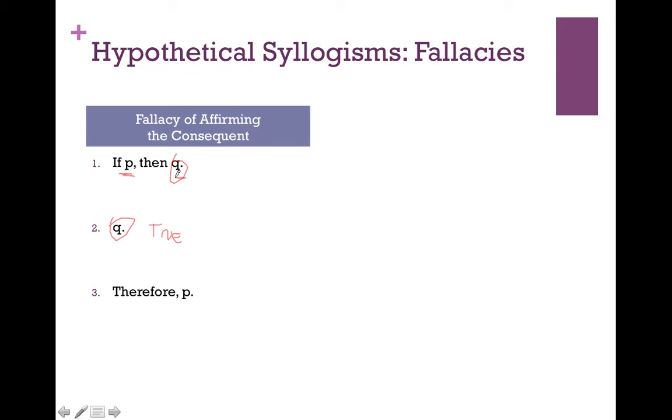If you shoot me in the face, then I will die. I'm dead, therefore you shot me in the face. That gets the logical order of things incorrect. So this is a fallacy, and it's unfortunately a common fallacy that people make, but it's one that you are going to be expected to know the name of: the fallacy of affirming the consequent.